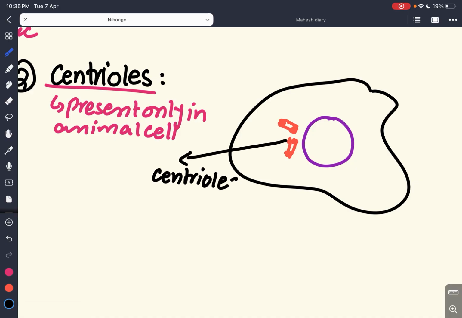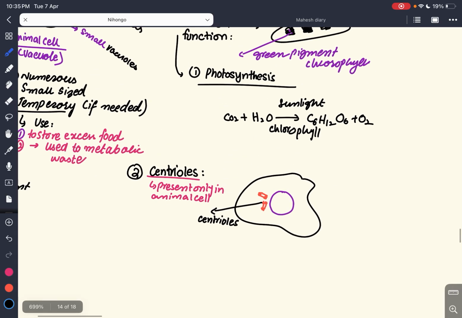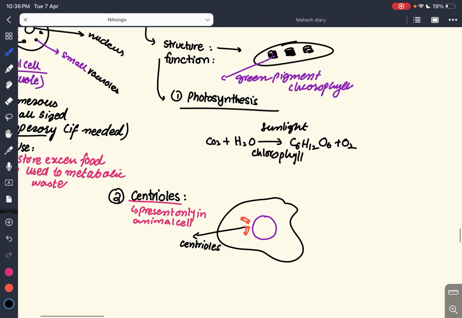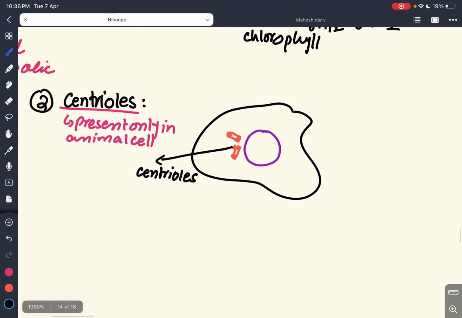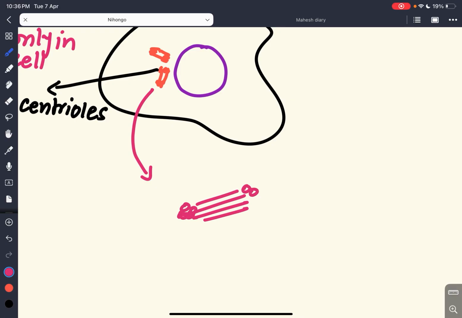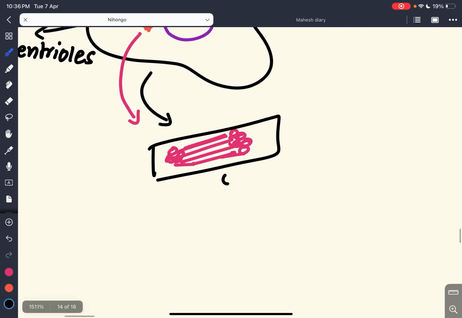This is the place you should know, because what method were we going for? We were going for where it's located, and of course we'll go for its structure right now as well. So it's located just outside of the nucleus, you'll find it. And if we enlarge this image, you'll find these small structures, these lines. If you enlarge this, you'll get this, and this thing is called centriole.